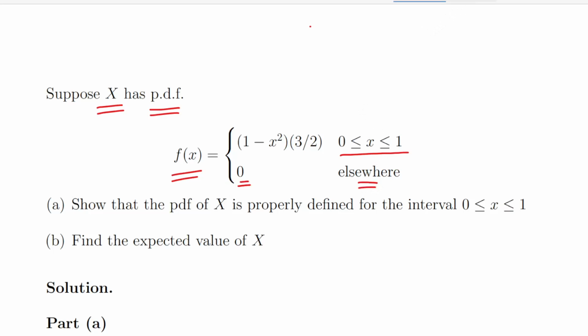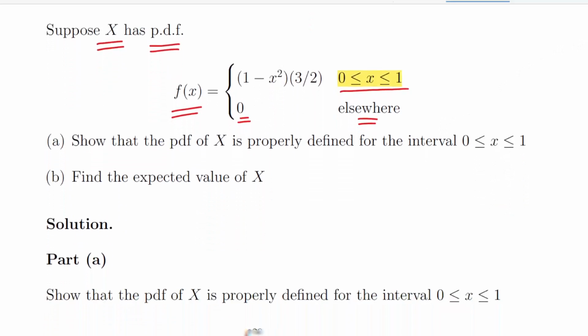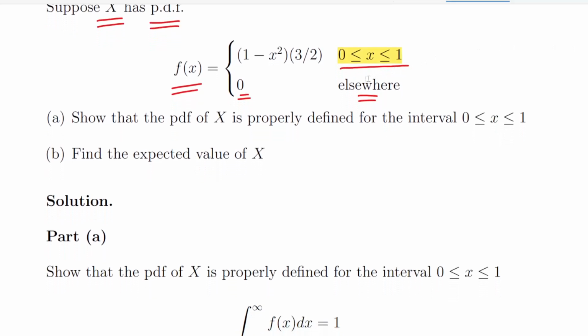Okay, so essentially what we can do here is concentrate on this range of values between 0 and 1, and that would be appropriate for our answer. So what we can do now, there's two questions. Show that the PDF, the probability density function of x, is properly defined for the interval 0 to 1, and find the expected value of x.